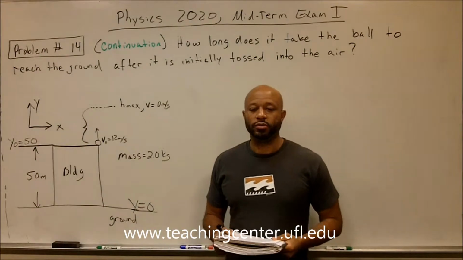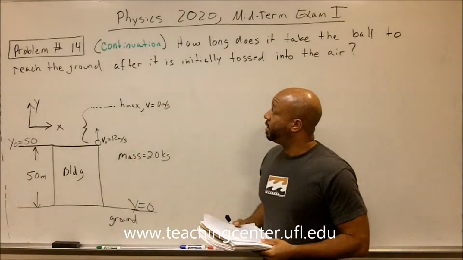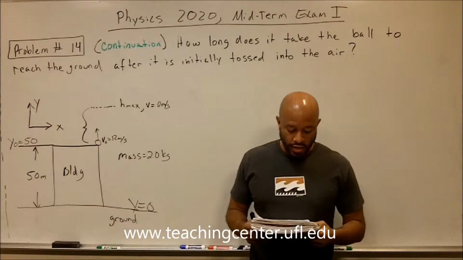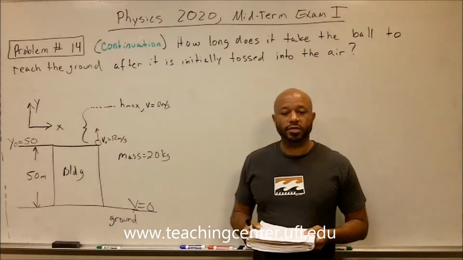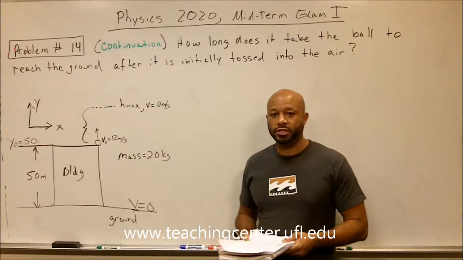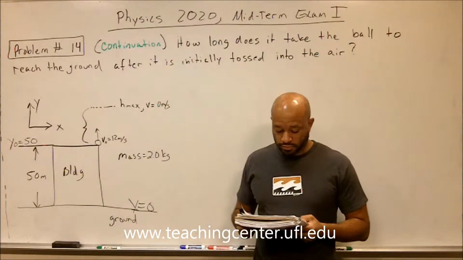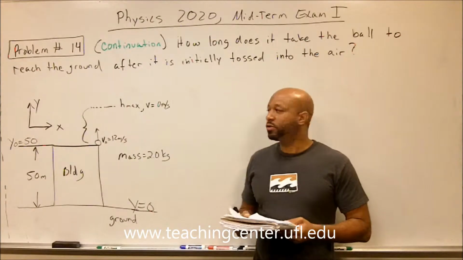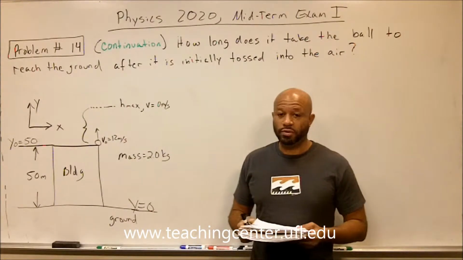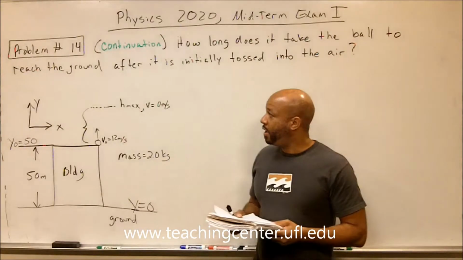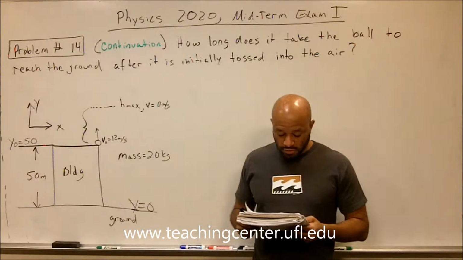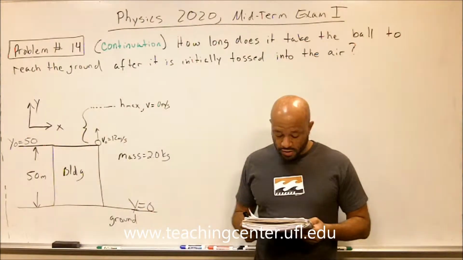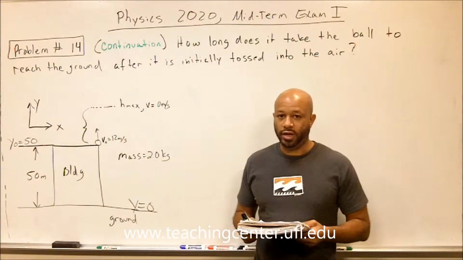Alright, so I'm going to work through problem number 14 for the Physics 2020 Midterm Exam 1. And actually, problem number 14 is a continuation of problem number 13. So, if you haven't worked through problem number 13, it's probably a good idea that you work through problem number 13 first, or at least read through it. And this particular problem says, how long does it take the ball to reach the ground after it is initially tossed into the air?